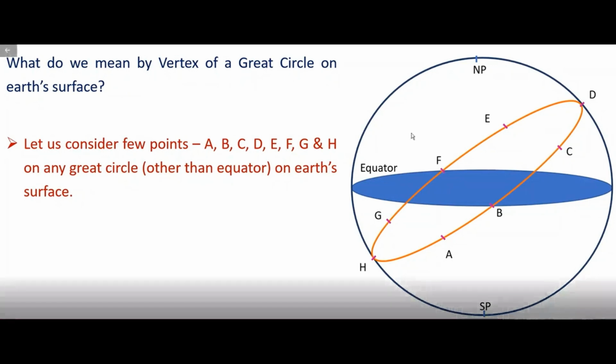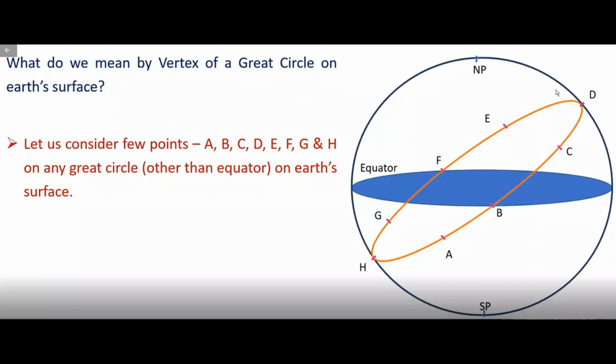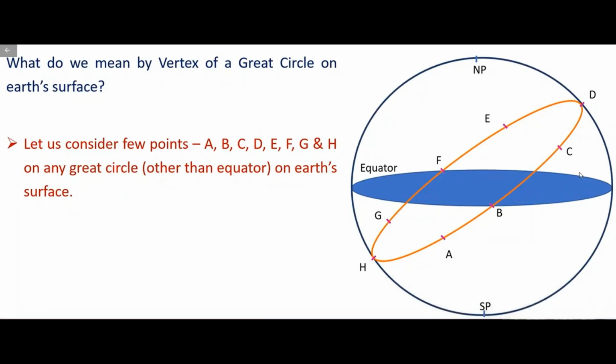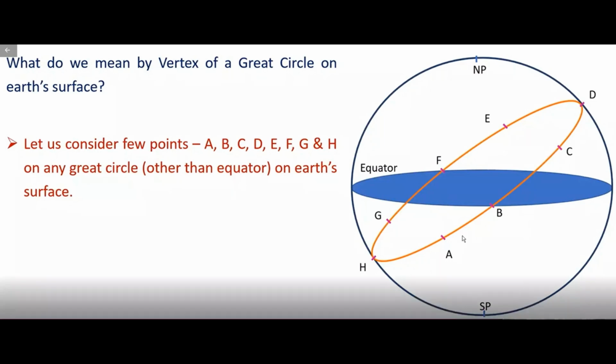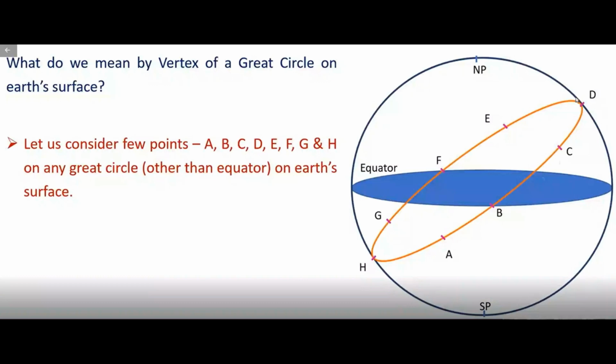So beta, this is a 3D diagram. You can see the earth shown here, and the blue circle which you see is basically the plane of the equator. So the equator is shown in blue, the plane is filled up with blue color, and the orange or yellow circle which you see is any random great circle which we have picked up on the surface of the earth. And on this random great circle, we have marked a few points.